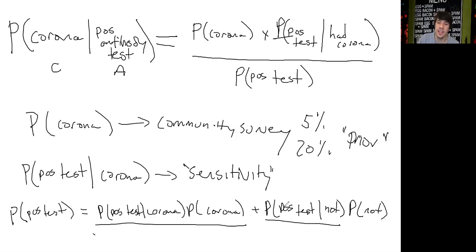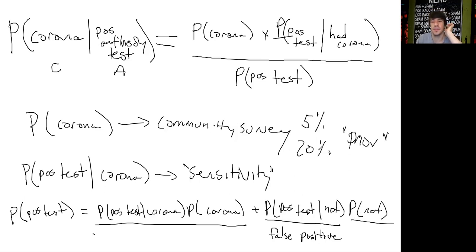And so how do we come up with this? Well, the probability of a positive test where you don't actually have the virus is what's called the false positive rate, because it's the probability of the test saying yes, but that's actually wrong. And then the probability of not having it is just one minus the probability of having it. And so if we've done our community survey to say that 5% of people had it, then the probability of not is 95%. If it's 20%, then the probability of not is 80%.